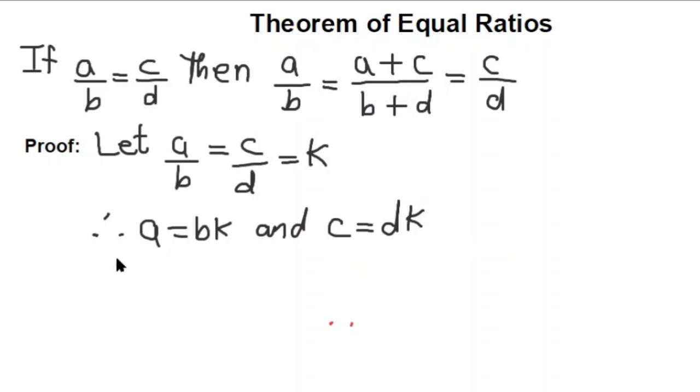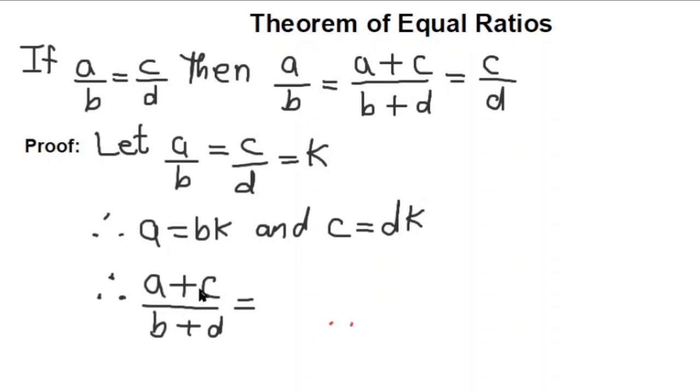Okay, so next step, therefore, see what we have to prove. We have to prove A upon B equal to C upon D. Both will be equal to this term. Okay, this term will be equal to A upon B. That we have to prove, right? So what we will do, we will write this step. A plus C upon B plus D. This we will write. Okay, now A plus C upon B plus D.